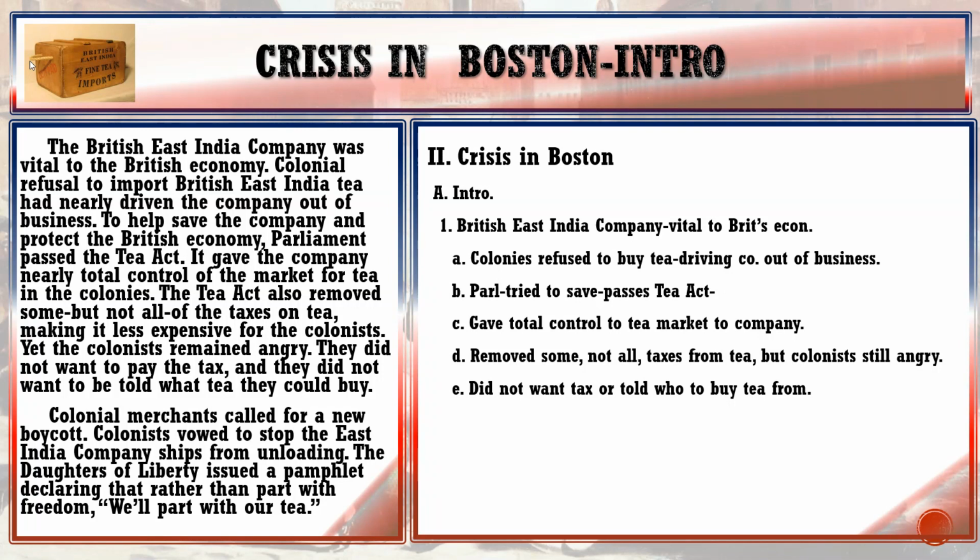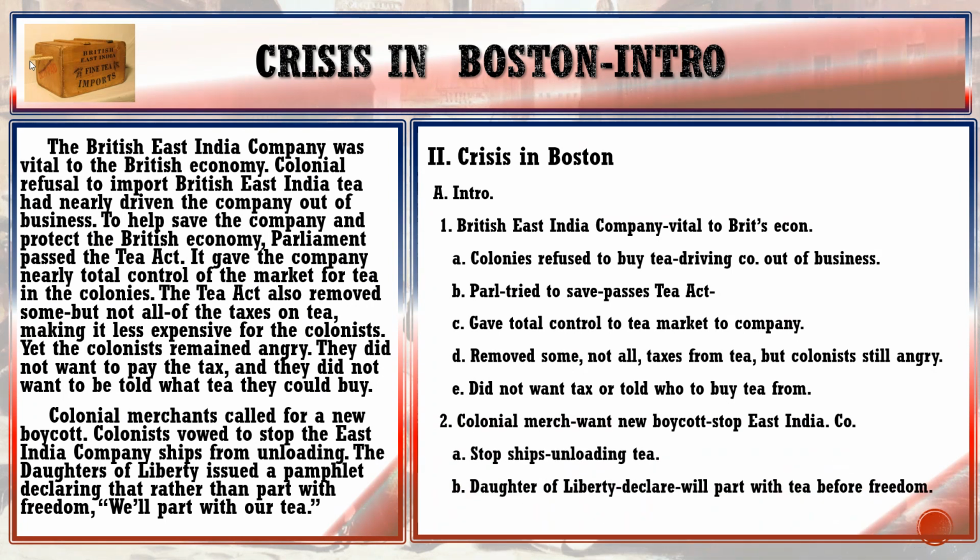Colonial merchants called for a new boycott. Colonists vowed to stop the East India Company's ships from unloading. The Daughters of Liberty issued a pamphlet declaring that rather than part with their freedom, we'll part with our tea. There's those Daughters of Liberty again stepping up, right? And another boycott. How about that? And the last one was kind of successful. Let's see how this one goes.